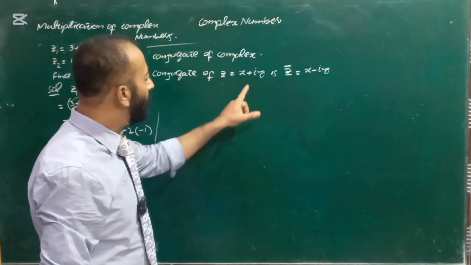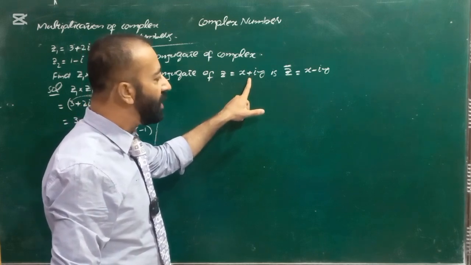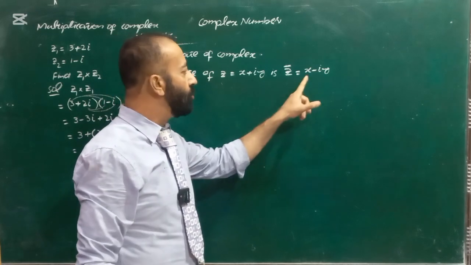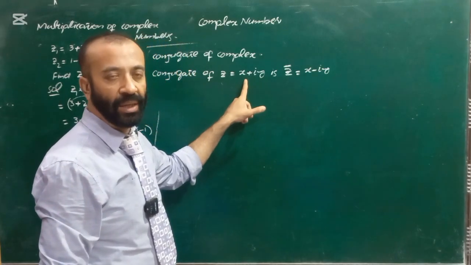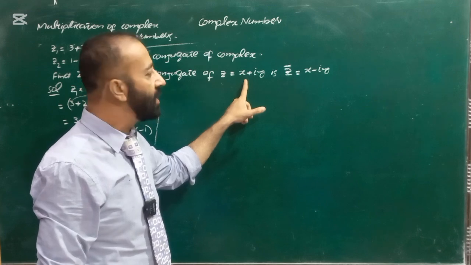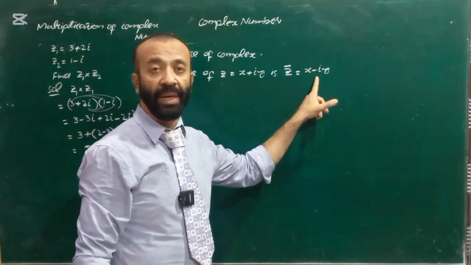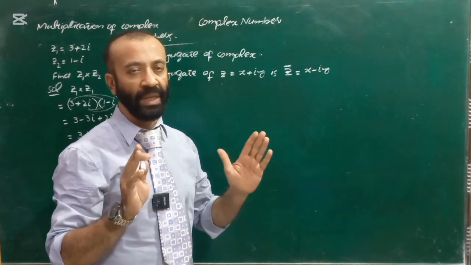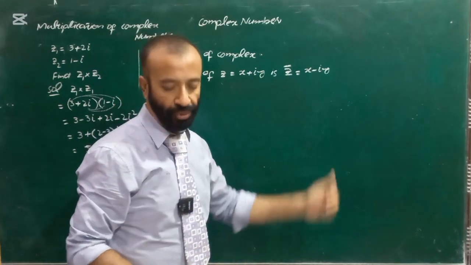So remember, only the sign of the imaginary part will be changed. If there is a positive sign in the original complex number, it will become a minus sign in the conjugate, and if it is a minus sign, it will become plus. So only the sign of the imaginary part will be changed to get the conjugate.